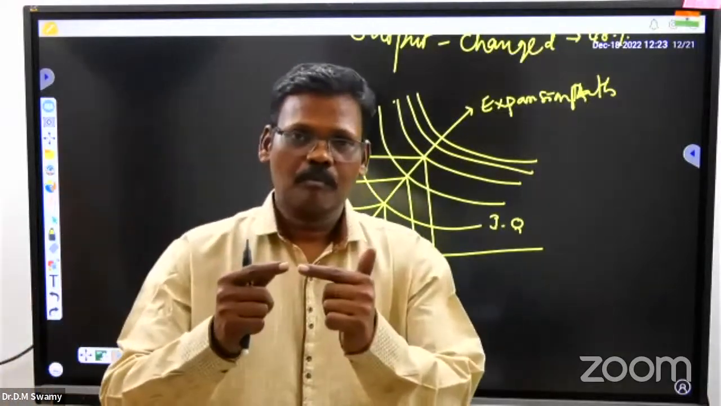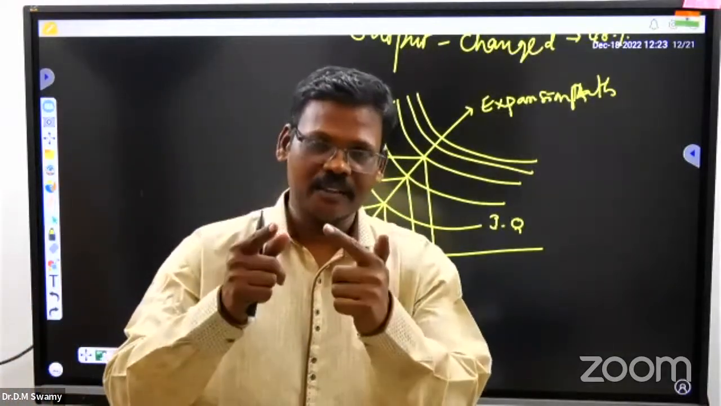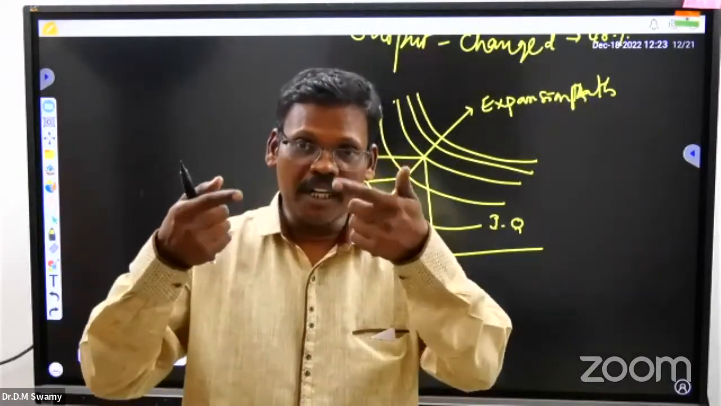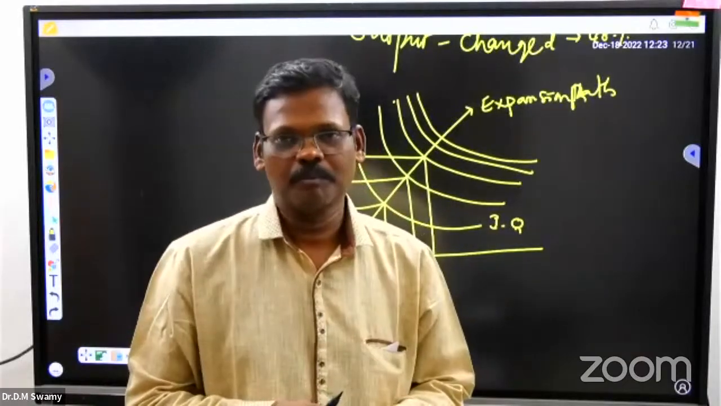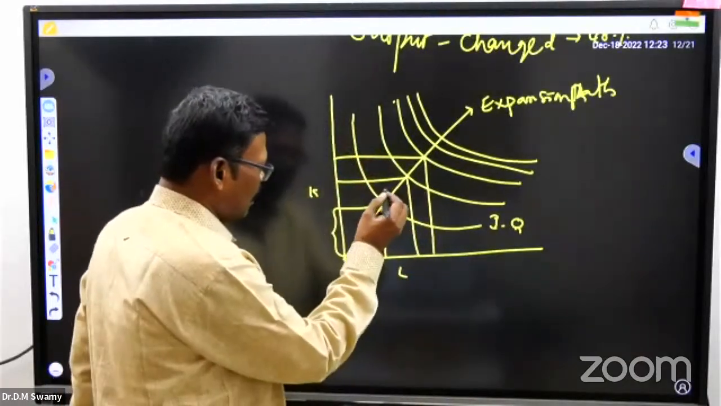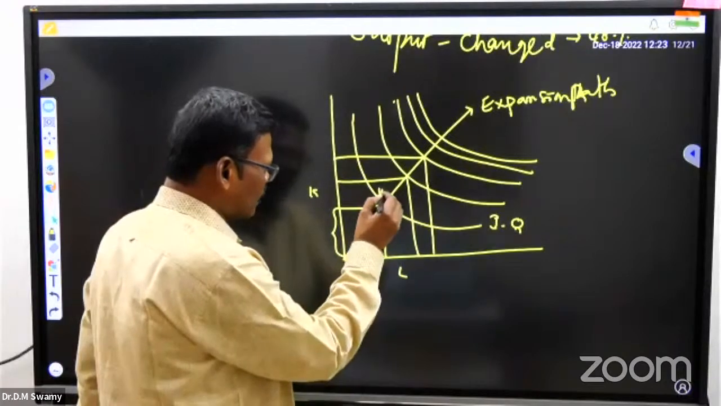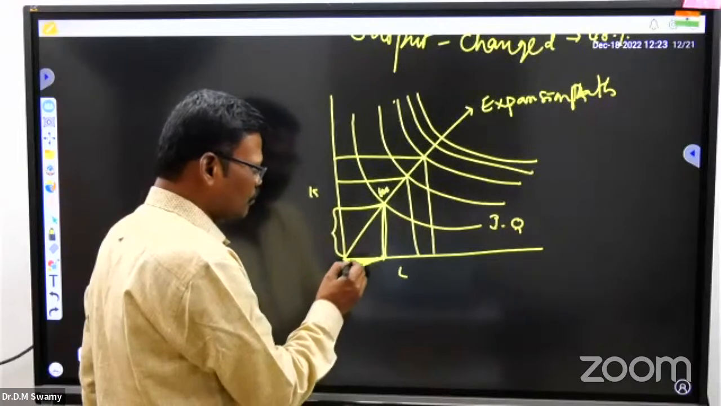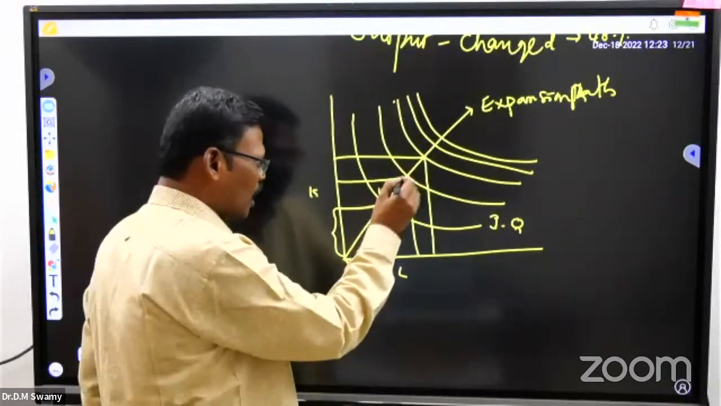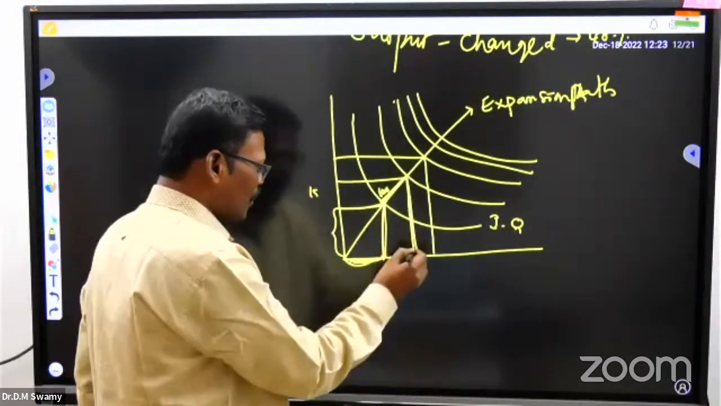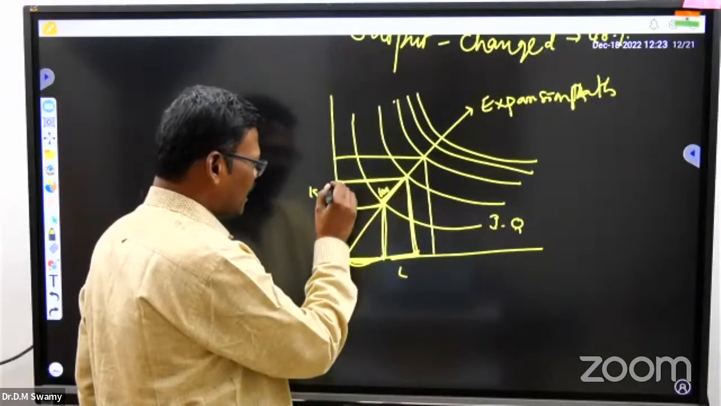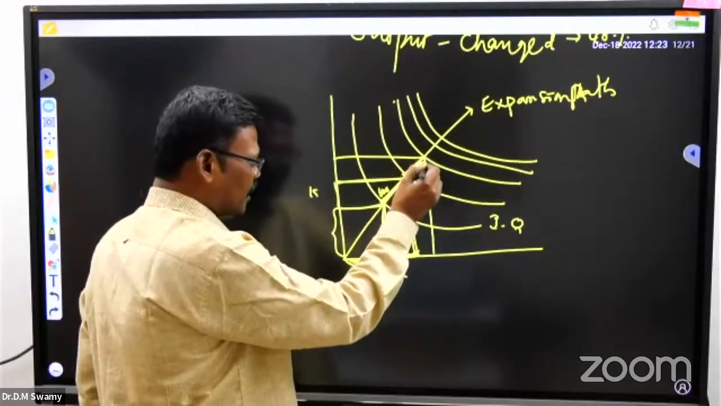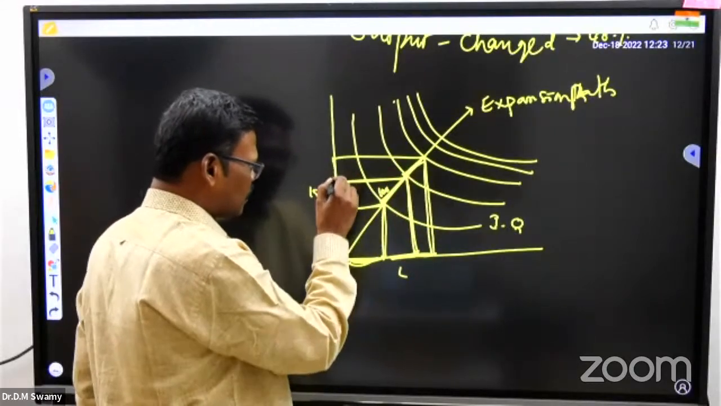This will explain that the proportionate change in the output is more than the proportionate change in the input. Here, to produce 100 commodities, first this much quantity of labor and capital is used. To produce the same amount of 100 commodities extra, we used this much extra labor and capital. And to produce the next 100 commodities, we used only this much.